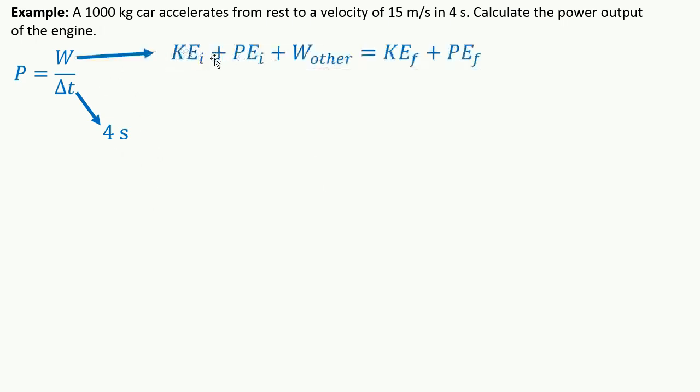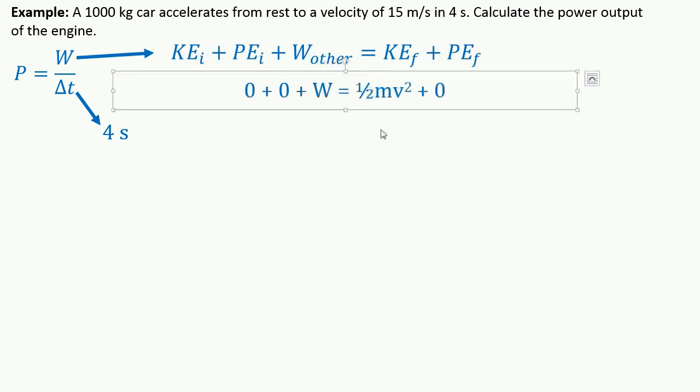A 1,000 kilogram car accelerates from rest to a velocity of 15 meters per second in 4 seconds. Calculate the power output of the engine. So again, power is going to be work divided by change in time. The change in time here is 4 seconds. And the work, for most of these power problems, the easiest way to calculate it is to use the law of conservation of energy. So that's what we're going to do. Let's start out with that law.